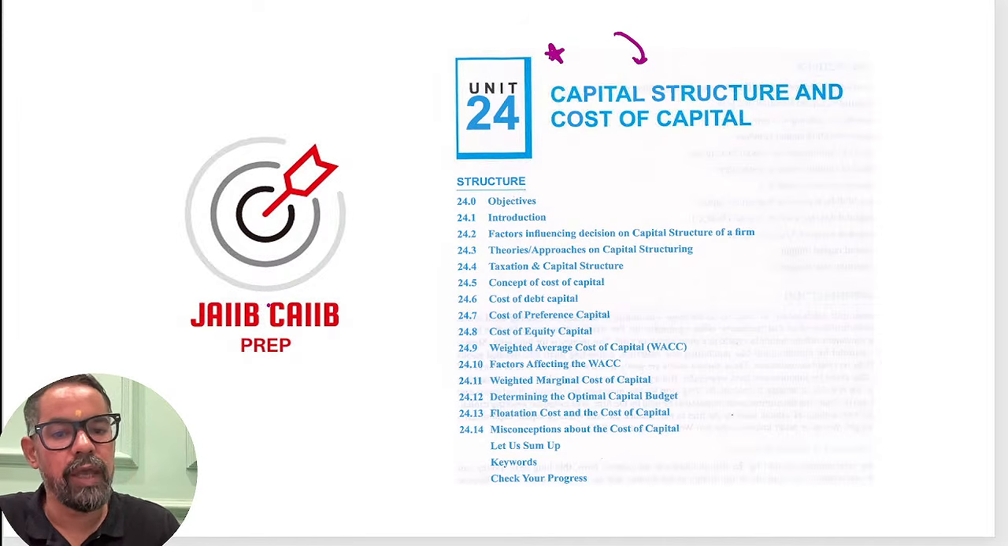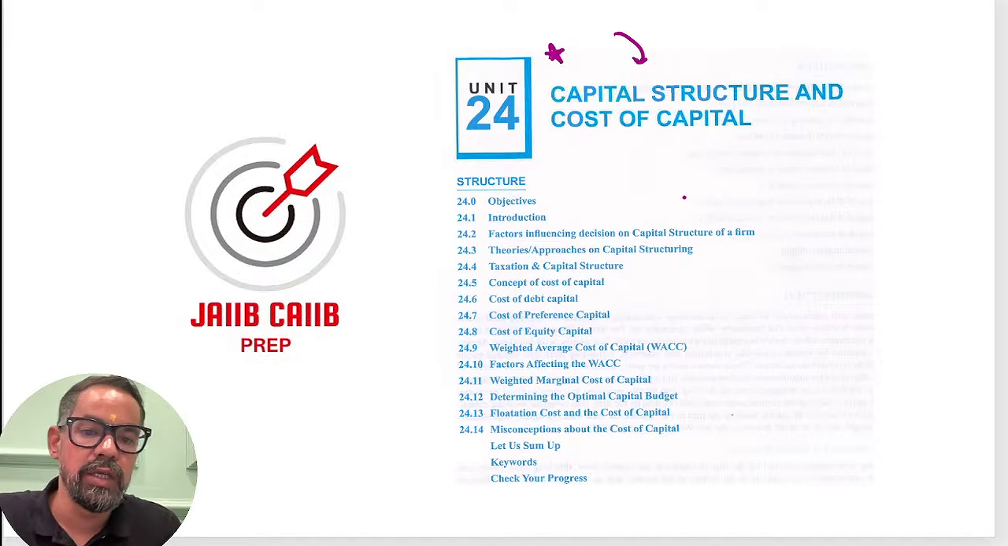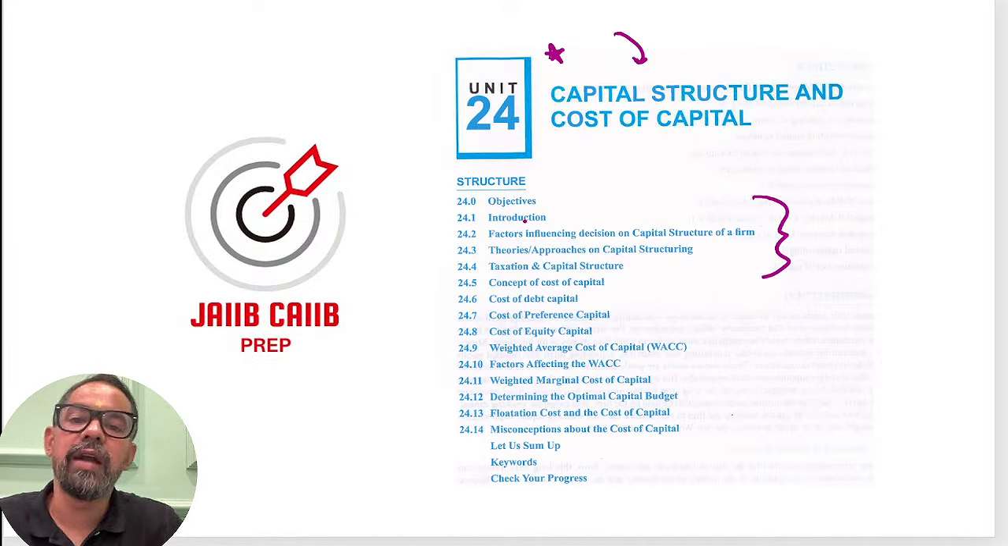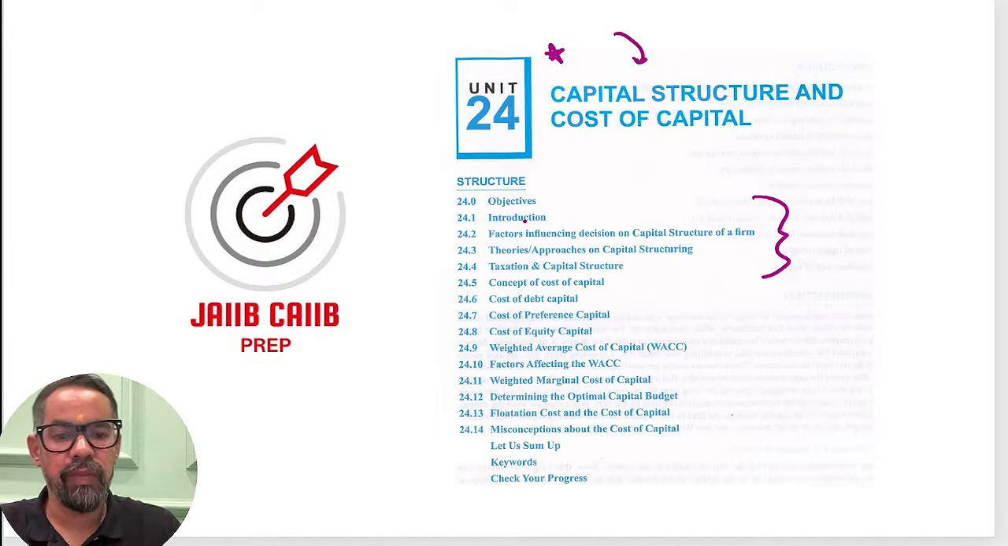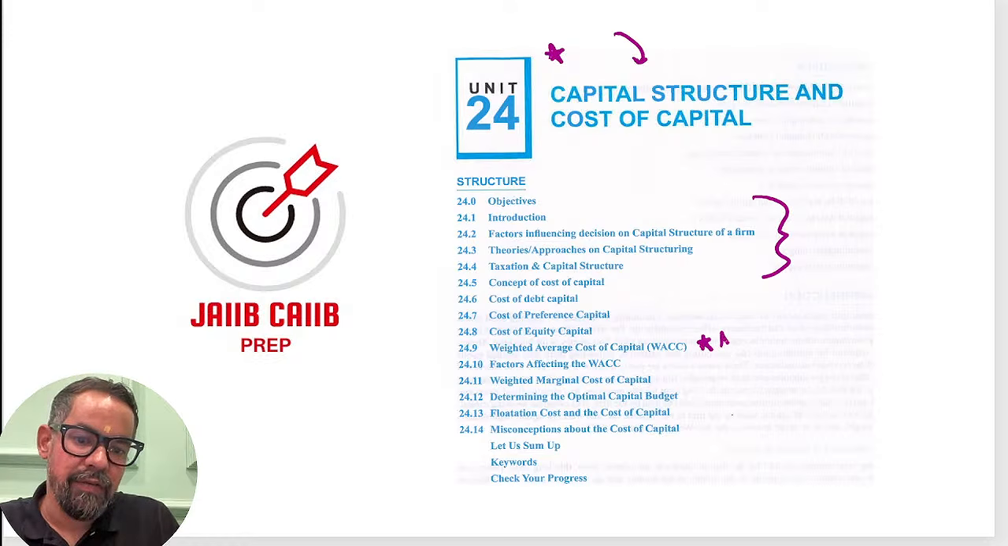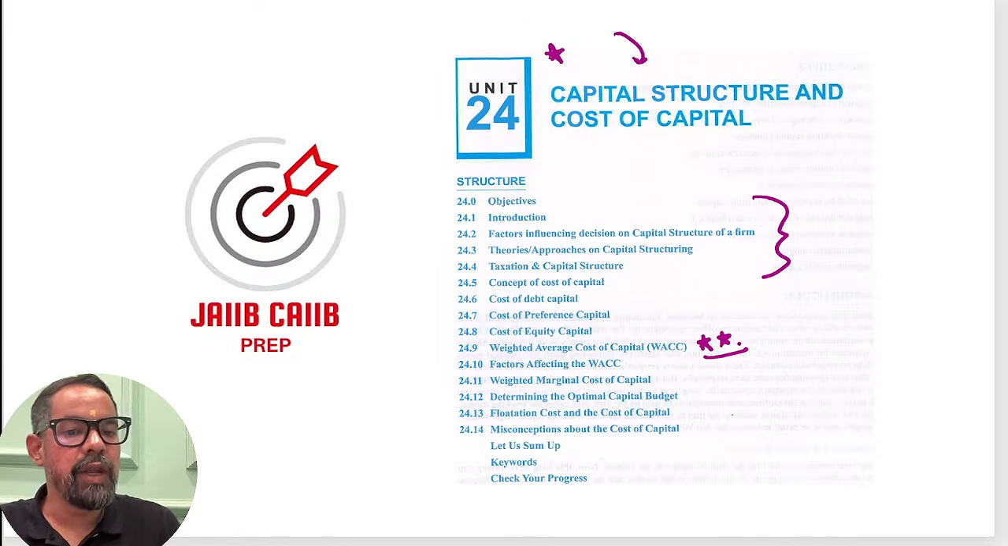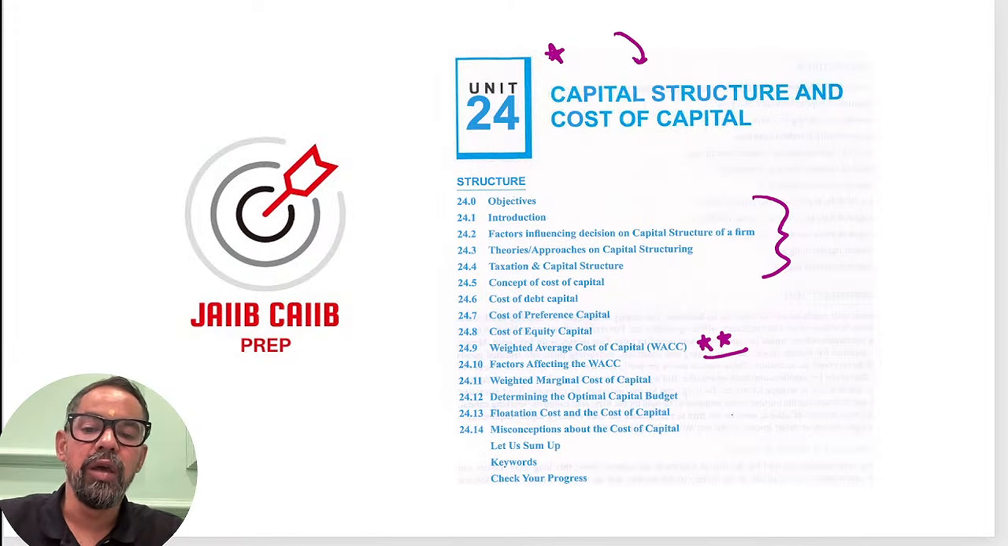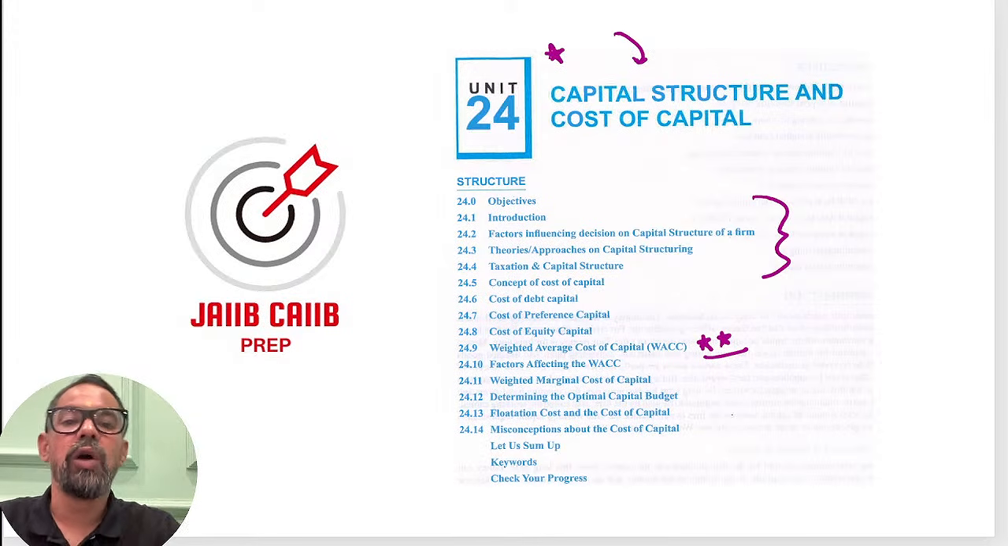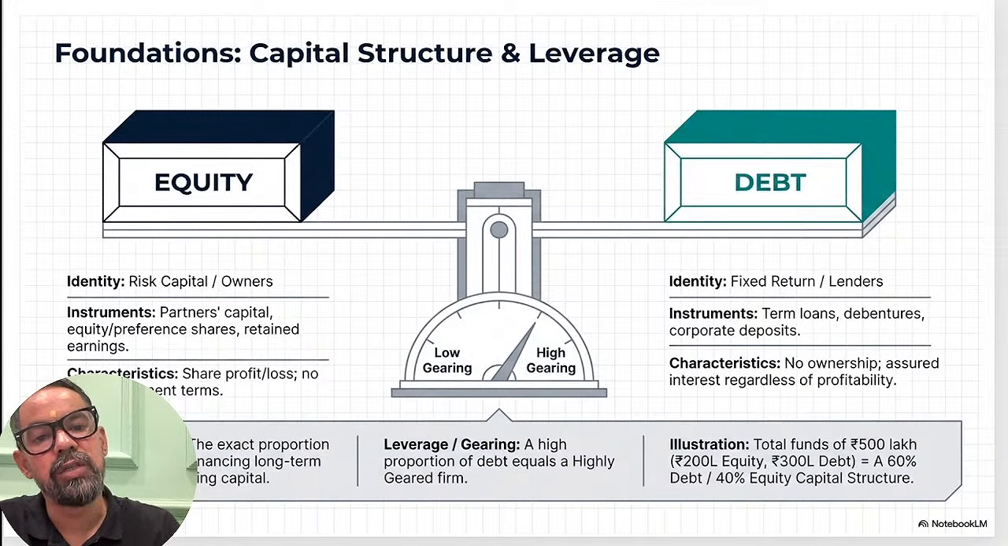So when it comes to capital structure, there are a few areas. First one is factors affecting capital structure, that gets asked many times in your examination. Then we have one question which gets asked every time, that is weighted average cost of capital or factors affecting your weighted average cost of capital, which is a kind of a combination of cost of equity and cost of debt. So let's quickly understand this particular one.